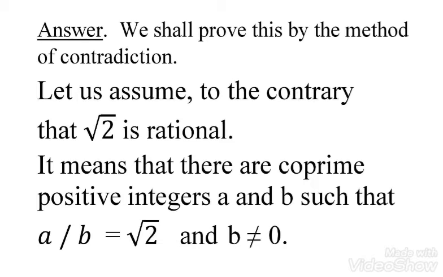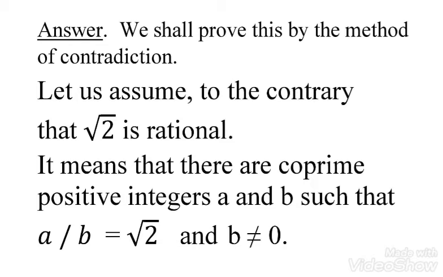It means that there are co-prime positive integers a and b such that a upon b is equal to root 2 and b is not equal to 0. When we are treating under root 2 as rational, then what is the definition of rational numbers? The rational numbers are the numbers which can be represented in the form of p upon q or a upon b, where b must not be 0. Therefore, we are telling under root 2 is rational. It means there must be two integers a and b such that a upon b is equal to root 2. Here b must not be 0.